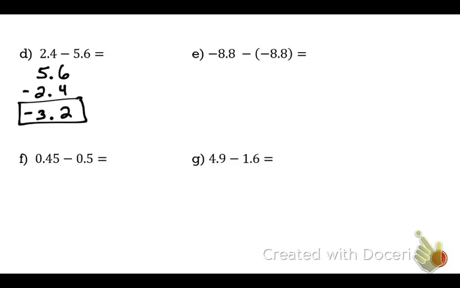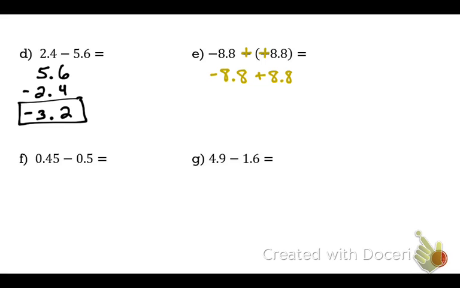What's the first thing I have to do? Make the double negative a positive. Good job. We always want to identify those double negatives. And now let's just go ahead and rewrite it. Negative 8.8 plus 8.8. Do you guys see what kind of numbers those are? They're opposite numbers. One's a positive, one's a negative.